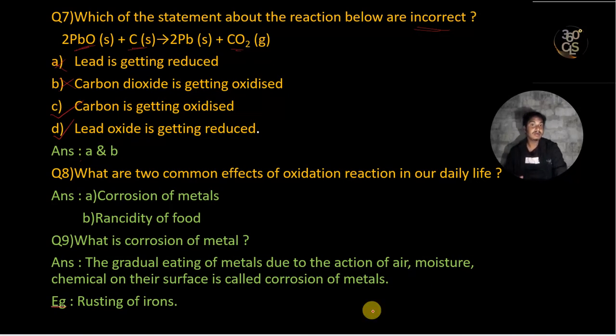Okay. Now the next problem is, what is corrosion of metal? It's very simple, which we in general see in our day-to-day life. For example, rusting of iron. Okay, so the definition is the gradual eating of metals due to the action of air, moisture, chemical on the surface is called what? Corrosion of metal. The example is rusting of iron.